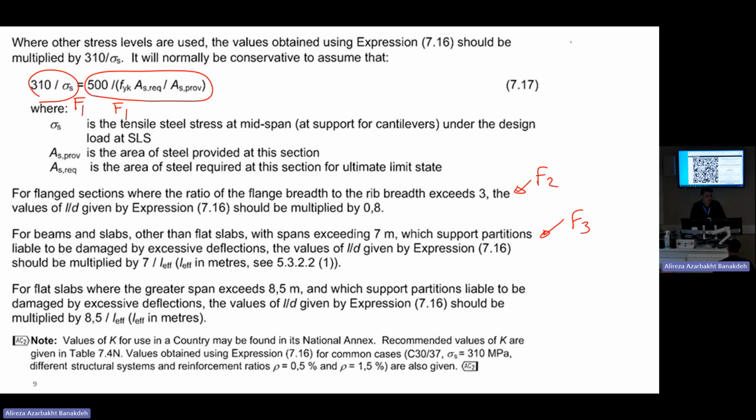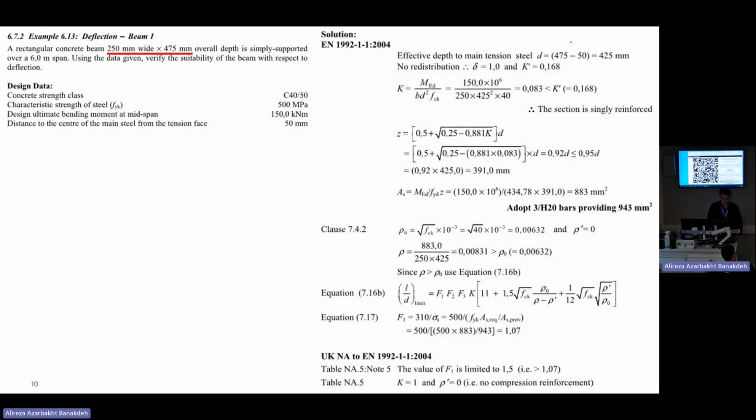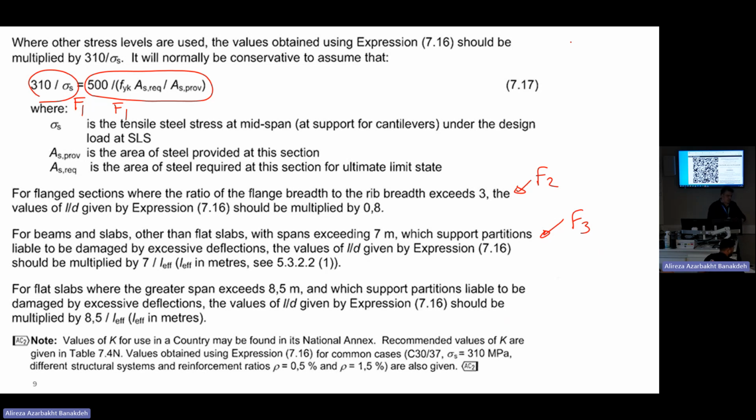Do you want a break before we start the example? Yes, please. Because you just came from another session. Yes. Just get some water and stretch your legs to start.